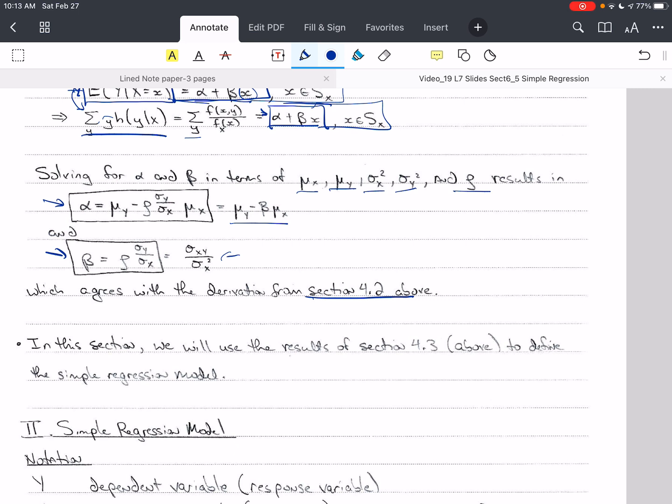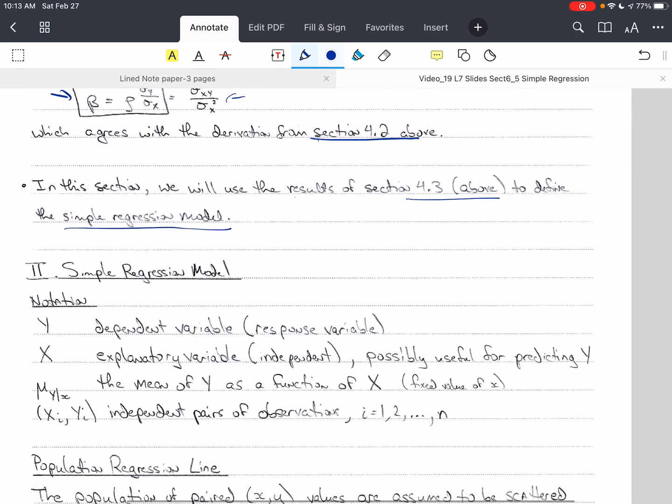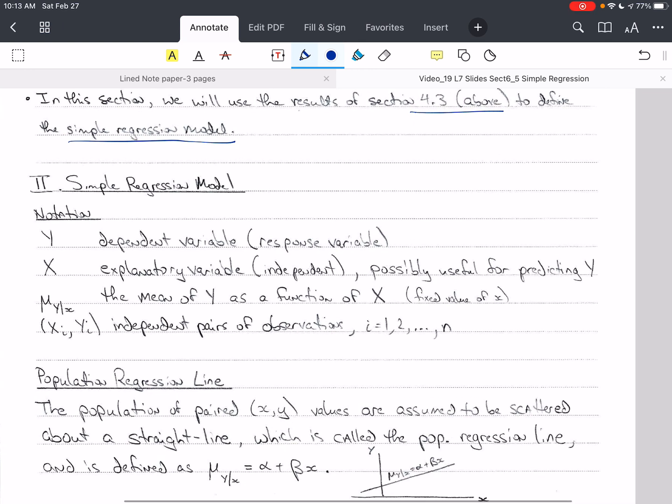Now, in this new section, we're going to reuse the results from section 4.3 to define a simple regression model. And what we see is that this regression model exists not just when rho is equal to 1 or -1. That tells us how good the relationship is, but we can still use this model for the data. It's just, is it statistically significant? And if it is, does it still explain enough variation for us to practically use it?